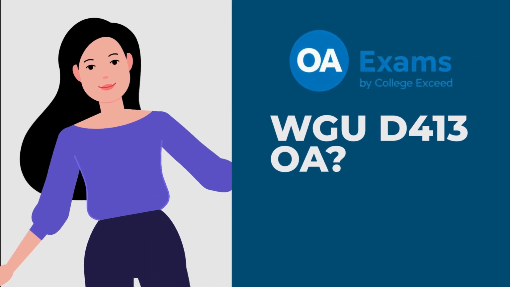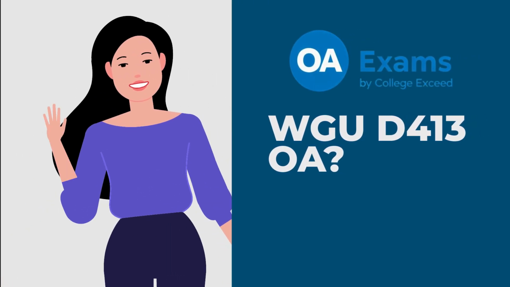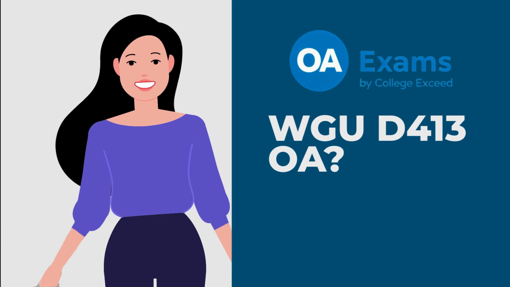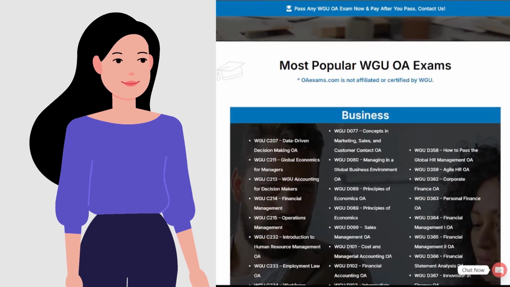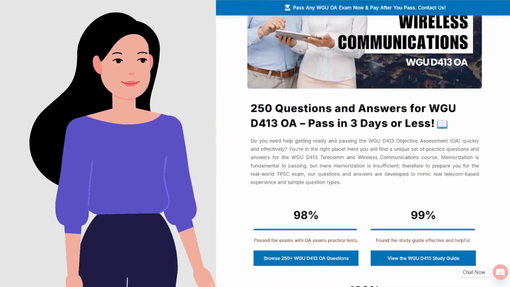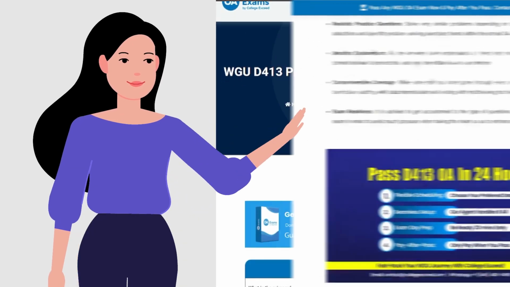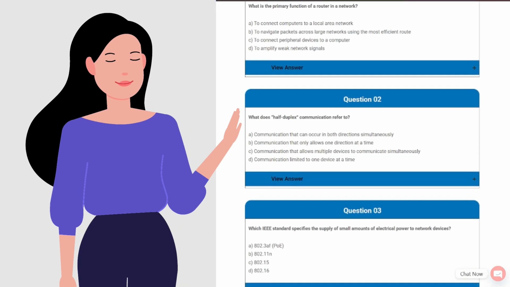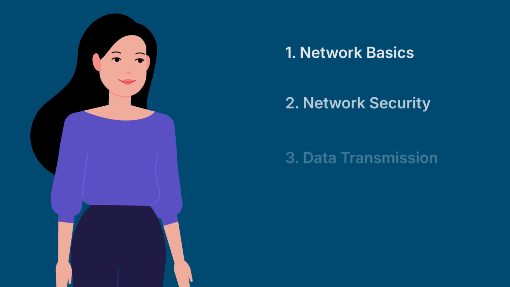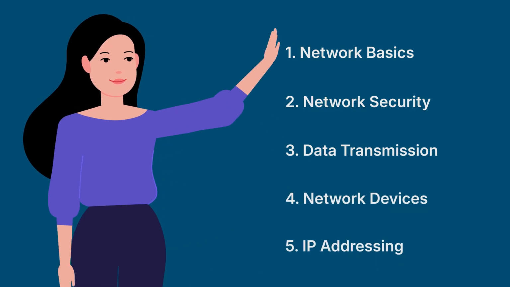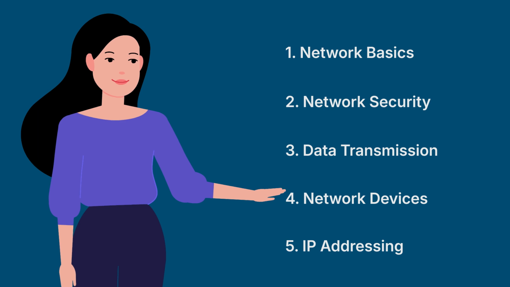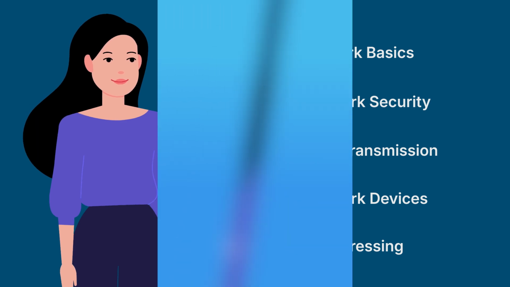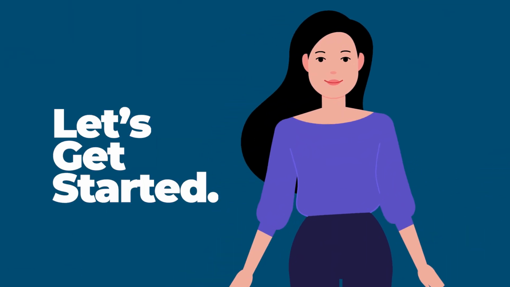Do you want to successfully complete the WGU D413 Objective Assessment for Telecom and Wireless Communications course? Then you're in the right place. Our website provides a list of questions and answers with an emphasis on preparing for your success in the Telecom and Wireless Communications D413 course. In this video, we will cover questions from network basics, network security, data transmission, network devices, and IP addressing. So, let's get started.